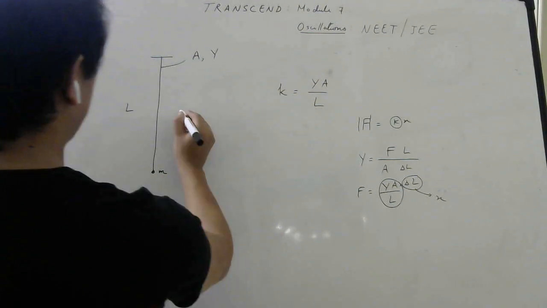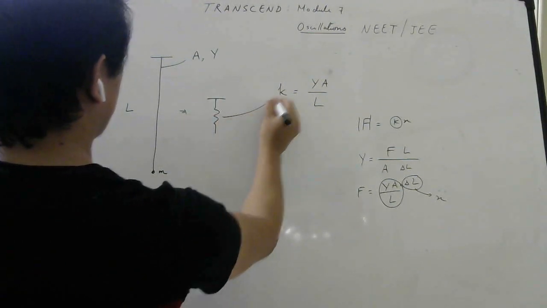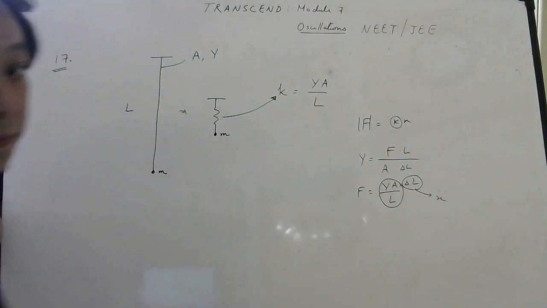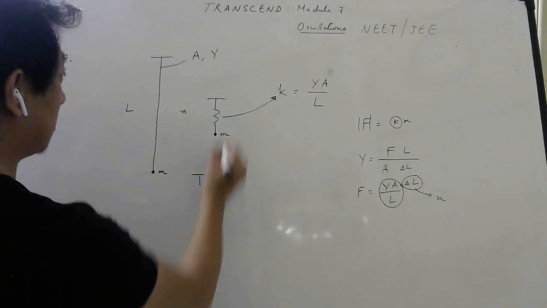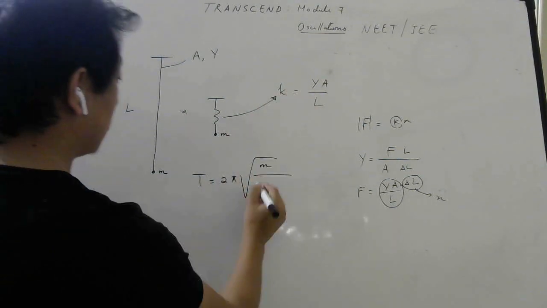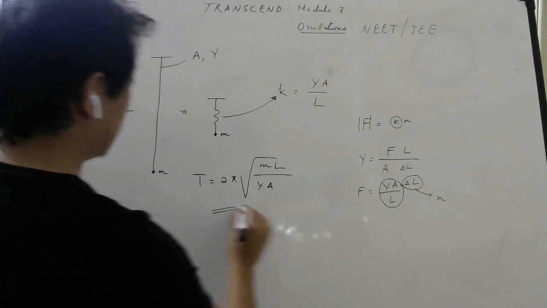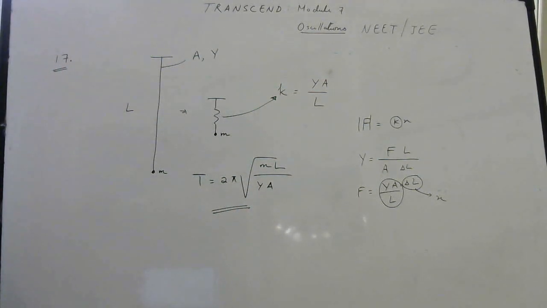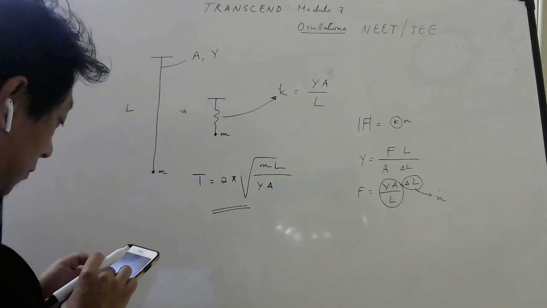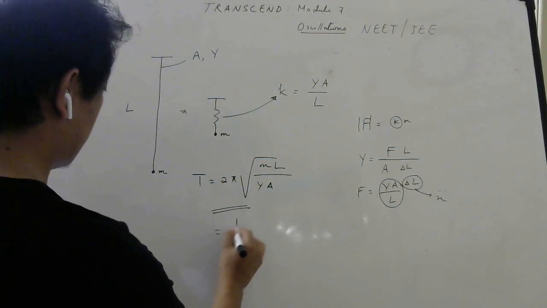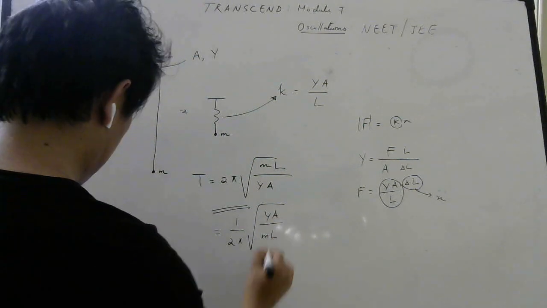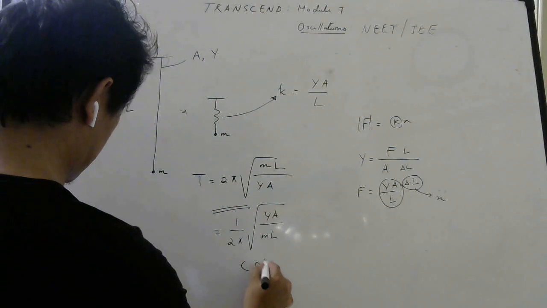So this wire will basically act like a spring with this spring constant, and you have suspended the particle M here. So the time period of oscillation will be the same as for the spring block system, which is very simple, 2 pi root over m by k, and k is YA by L. So they want frequency. The answer will be 1 by 2 pi root over YA by ML. So this is option D.